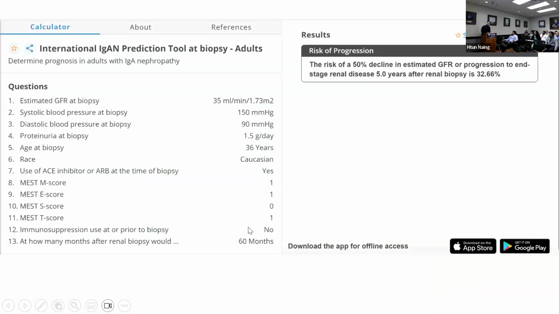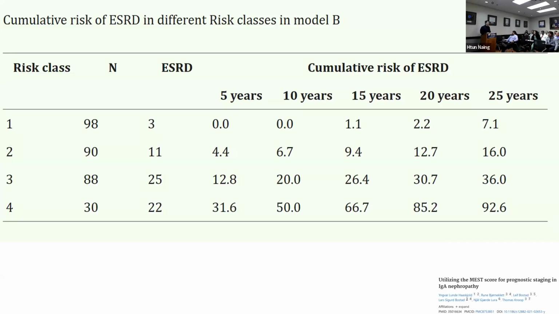Or you can also do this. You can use the International IgA Nephropathy Prediction Tool to put in all these variables that you got from the biopsy of the patient, and it can spit out the percentage of 50% decline in eGFR or progression to ESRD in 5 years. So you can spit out the same thing. I tried this and, okay, this is pretty good.